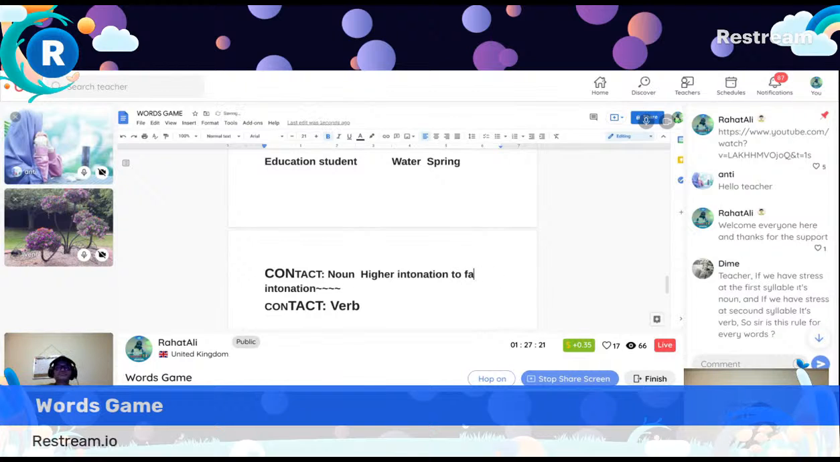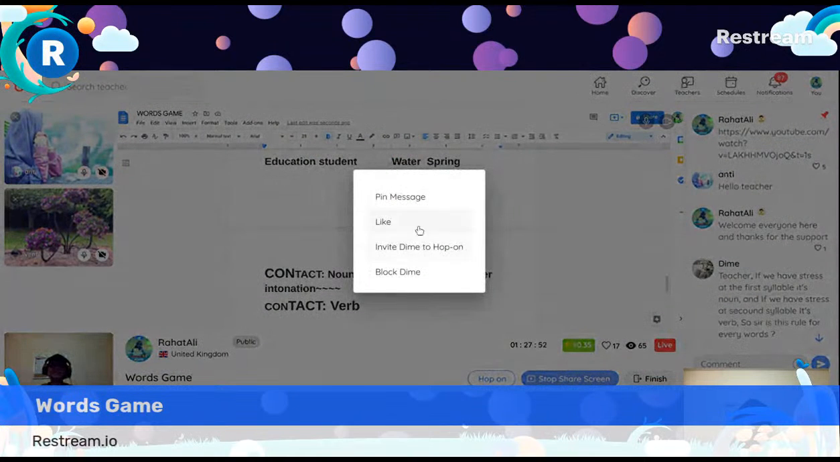Contact. So it is a noun, but when we stress the second part, it goes from lower to higher intonation, like contact, my hand is going up. Contact, going up to down. You have to remember one. If you can remember one, then you can easily detect which one is the noun and which one is the verb. Okay, that's the rule. Yes, Dime.